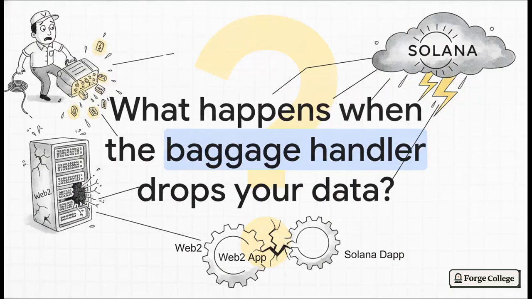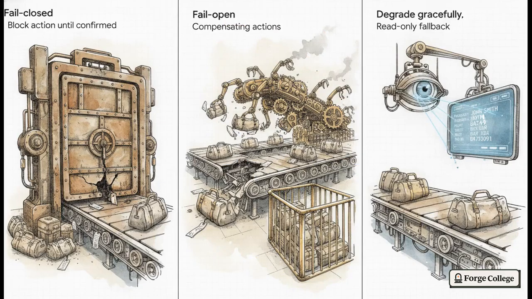Okay, so I have to ask, what happens when the baggage handler trips and literally drops your luggage on the tarmac? It's a slightly humorous question, sure, but as an architect, failure isolation is your main job. What happens during a network partition? What if Solana is unusually busy or the Web 2 server crashes mid-transaction? You have to be prepared. You absolutely must plan for dropped messages.